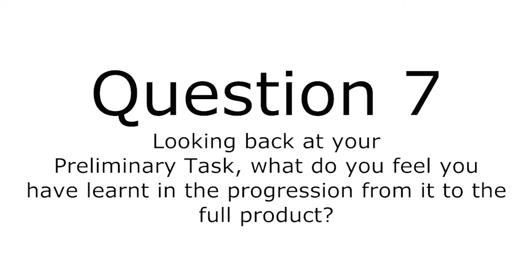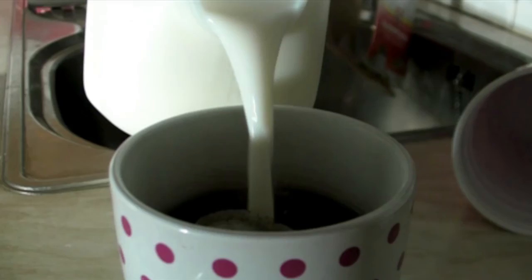Question 7. Looking back at your preliminary task, what do you feel you have learned in the progression from it to the full product? Looking back to our preliminary task and comparing it to our film, you would spot the difference in techniques instantly. You can see that we looked into using lighting more, which the preliminary task lacked. This is because at first we didn't think the lighting would affect the film that much. Also, the change in pace of editing was faster in our new film, as we used quick cuts to show a more modern film effect.